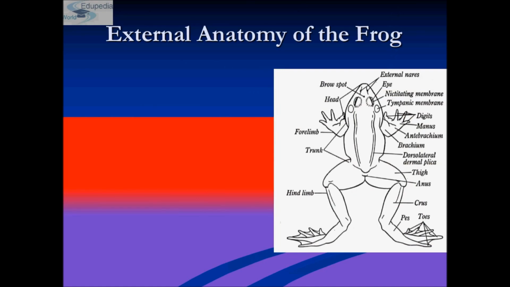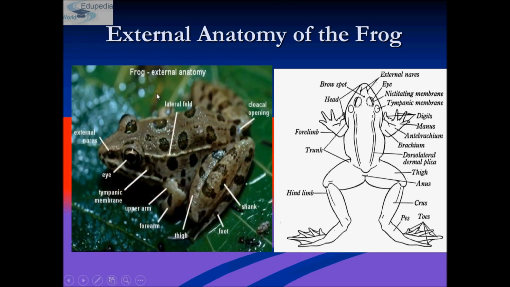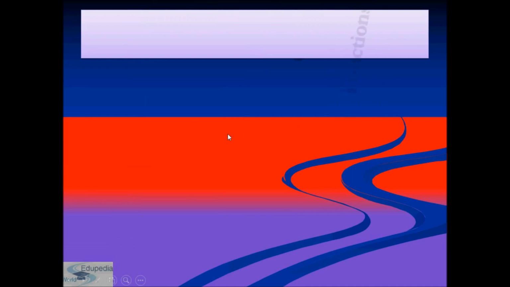Now comes the external anatomy of the frog. These are the external nares or nostrils. The eyes also come in the external anatomy of the frog, along with the tympanic membrane, upper arm, forearm, thigh, foot, shank, cloacal opening, and lateral folds. So these are the external anatomy.